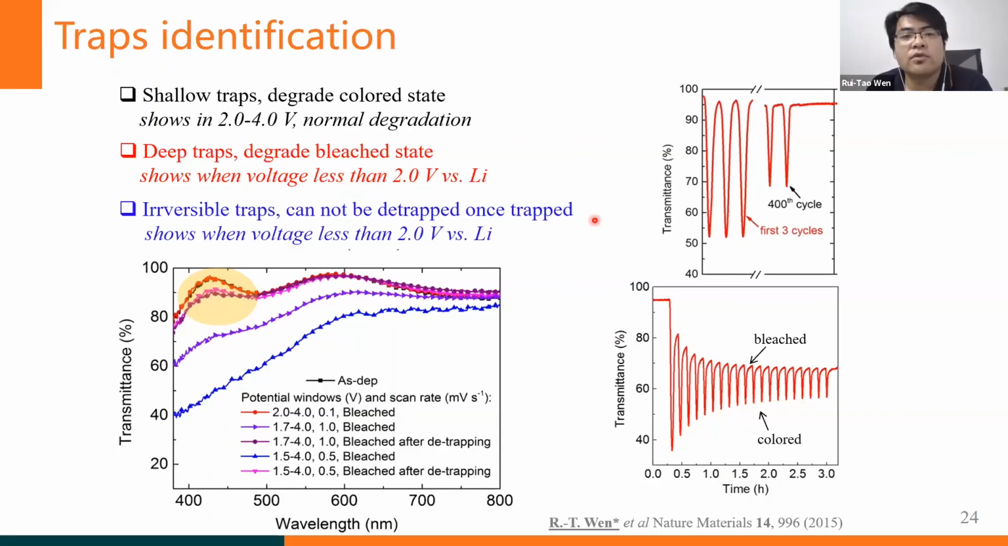In fact, we also found in the titanium dioxide electrochromic materials, shallow traps are also observed, which means it's similar to the tungsten case here. It's only degrading the color state, but the bleach state always stays the same.